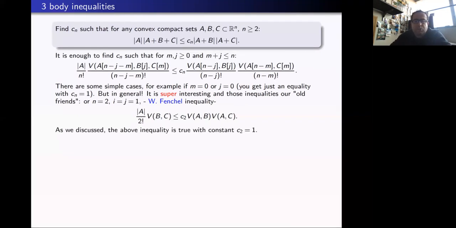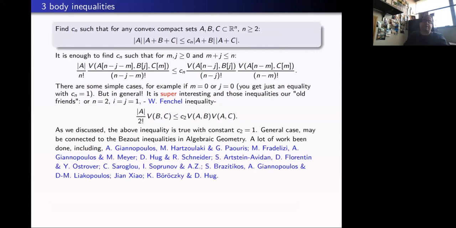Which is nice, but what are others? And it turns out that others are an amazing inequality which was studied by many people. For example, my friend Ivan Sapronov found those inequalities through connection to Bezout inequalities in algebraic geometry. If you're interested, I can explain to some of you or to all of you once how this is connected, but it's exactly what the Bezout inequality in algebraic geometry is.